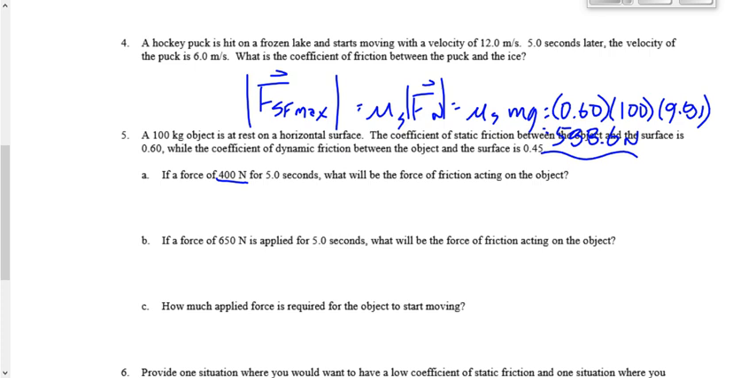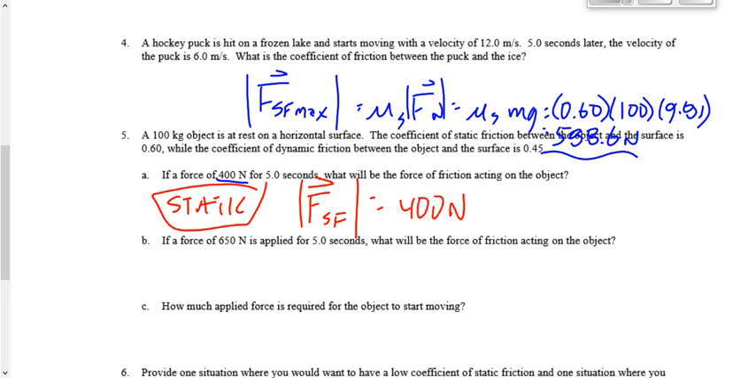Remember, if I apply a force of 100, it pushes with 100. I apply a force of 587, it pushes with 587. I push with 590, it stops acting. But if I push with 400, it pushes with 400. So the force of friction here will be static. It doesn't move. And the value of the force of static friction, not FSF max, but just FSF, force of static friction, is simply equal to 400 newtons, because I push with less than the maximum value.